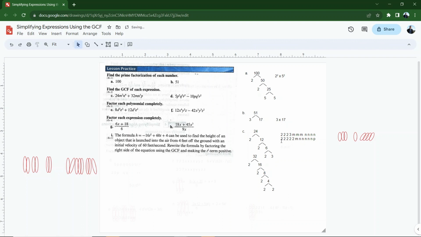Do I have 5 2's here? Yes. 1, 2, 3, 4, 5. Then I have m times n times n times n times n times n. I have 5 of those. That's good. Times p. Okay, now here's what I'm going to do next.